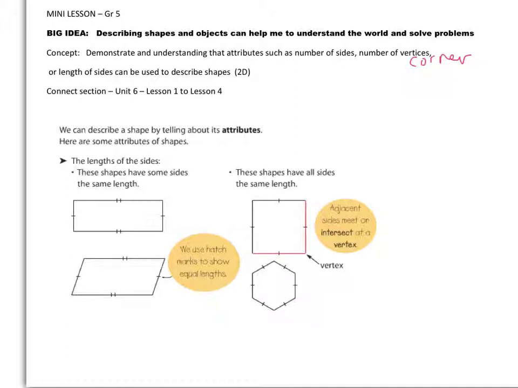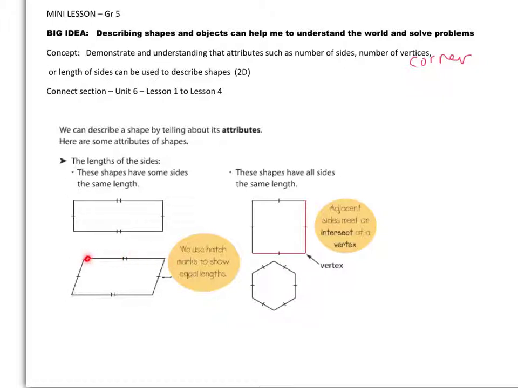So, we can describe shapes by telling about their attributes. Here are some attributes of shapes. We can talk about the lengths of the sides. So here we could say that this shape has 2 lengths that are the same and 2 widths that are the same. Often you'll notice there are marks on a shape that will indicate whether or not they are the same. And you can see here that this shape has one line and one line, which means those are the same length. This shape has 2 hatch marks and 2 hatch marks, which means those are the same length.